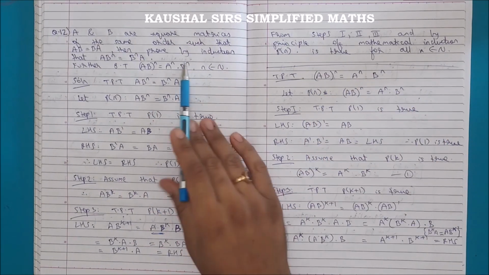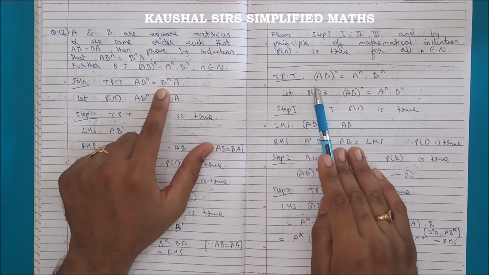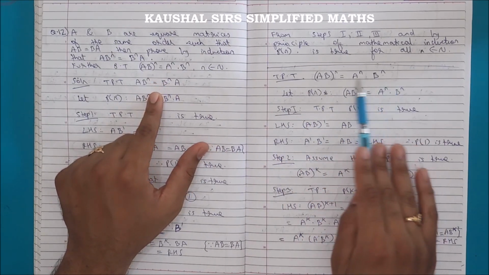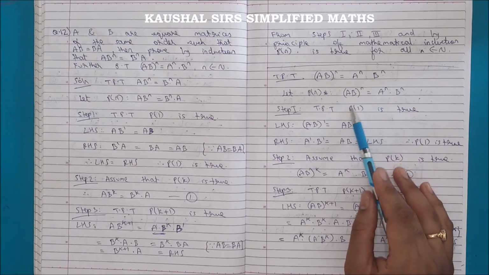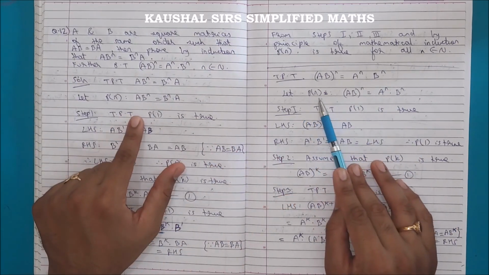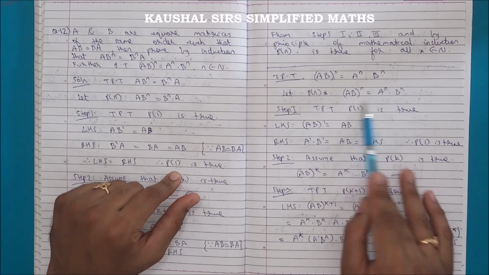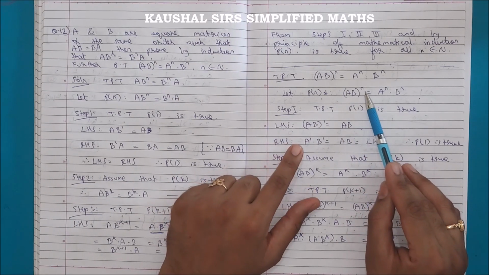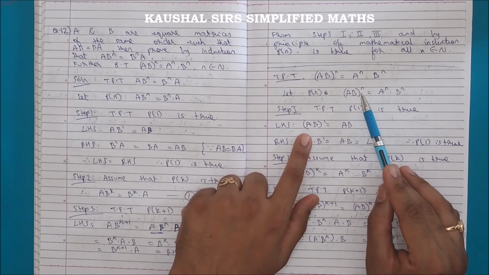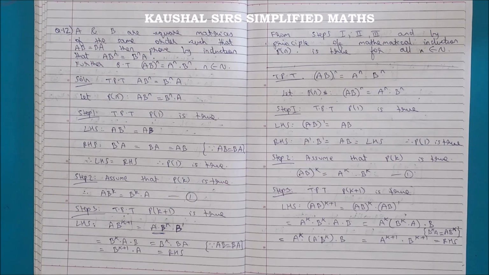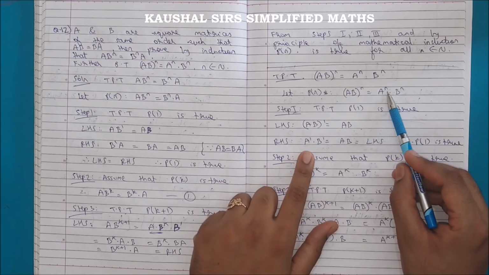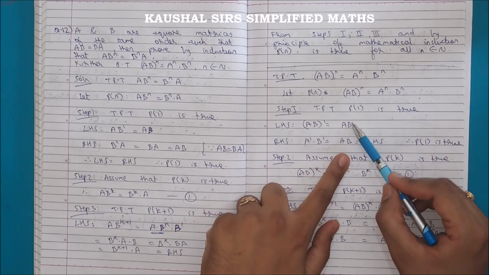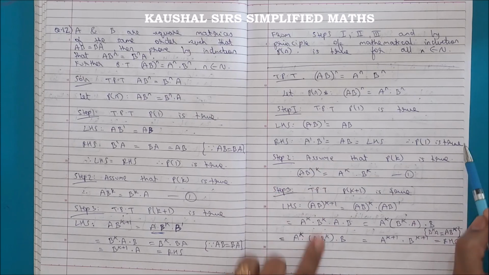Clear? Coming to the second part of the proof, we have to prove that (AB)^n is A^n into B^n. Same procedure you have to follow. So first step, let P(n) denote this relation. Step number 1, to prove that P(1) is true, here in place of n I will put 1, so I get (AB)^1 which is AB. Moving to the RHS, put 1 in place of n, so you get A^1 into B^1 which is AB. So LHS equals RHS, therefore P(1) is true.